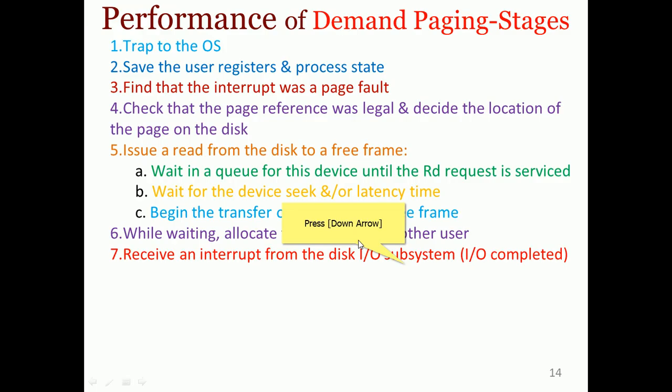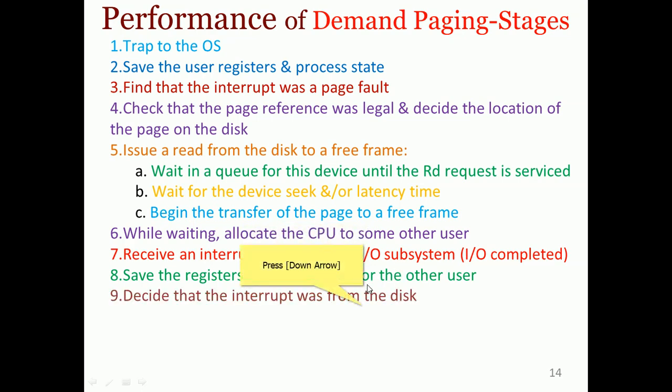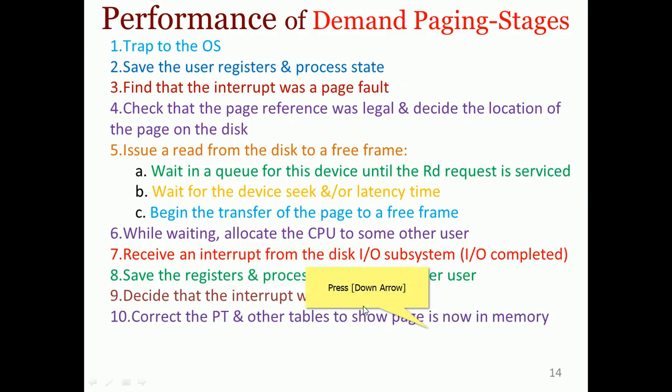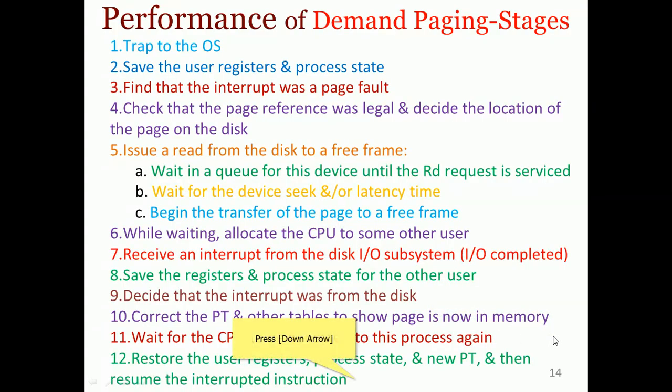Receive an interrupt from the disk I/O subsystem. Save the registers and process state for the other user. Decide that the interrupt was from the disk. Correct the page table and other tables. So the page is now in memory. Wait for the CPU to be allocated to this process again. Restore the user registers, process state, and new page table, then resume the interrupted instruction.